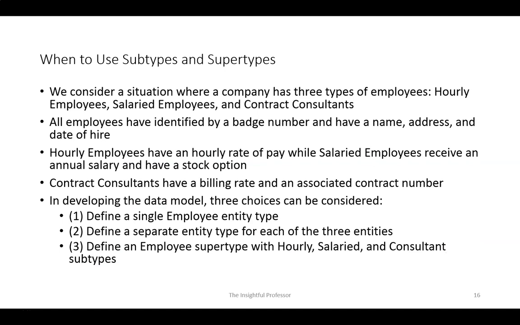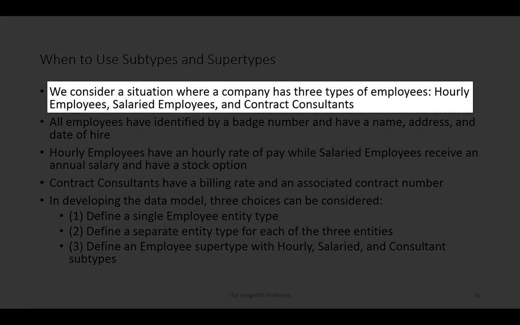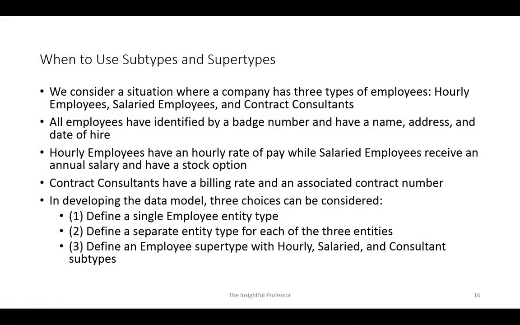Having seen how subtypes and supertypes can enhance the semantics of an entity relationship model, we now consider when it might be most appropriate to use this representation. To do this, we'll consider a situation where a company has three types of employees: hourly employees, salaried employees, and contract consultants. All employees are identified through a badge number. They also have a name, address, and a date of hire.